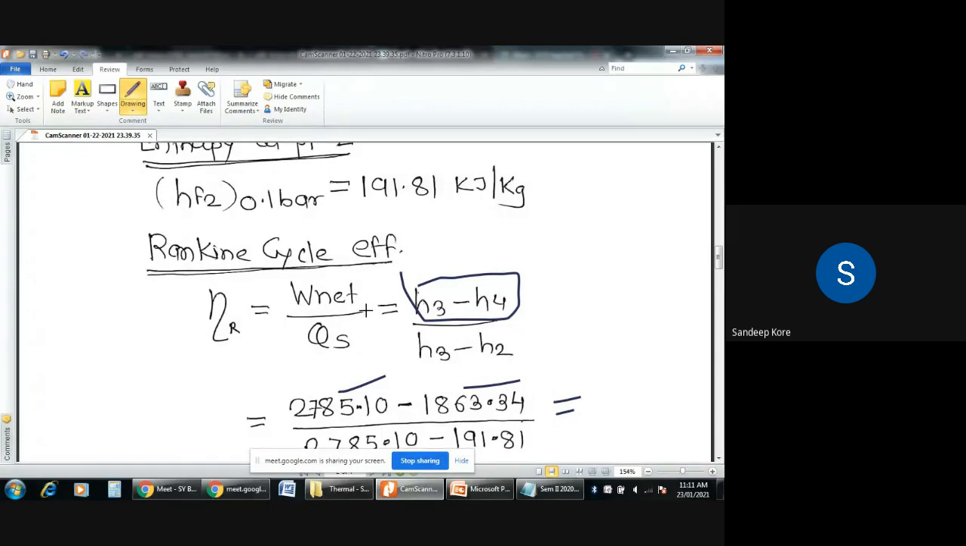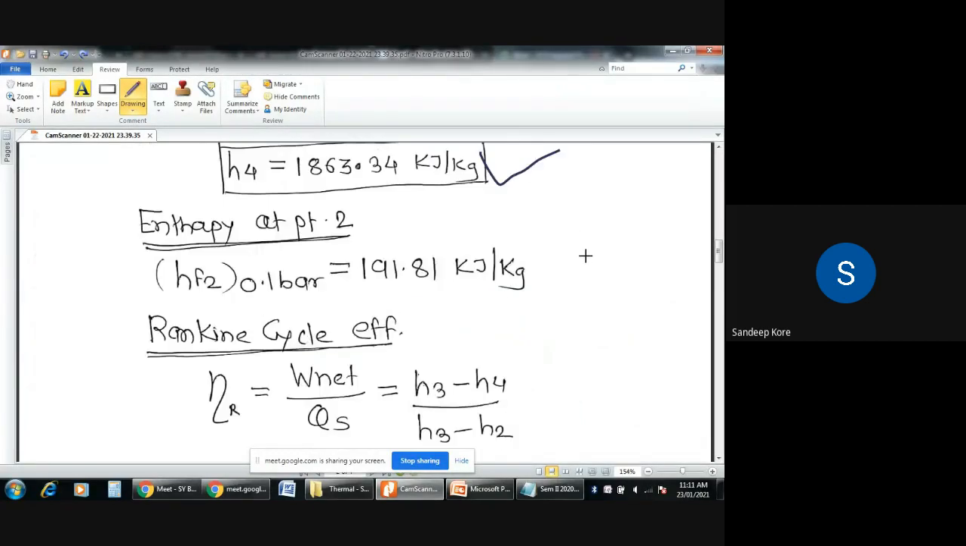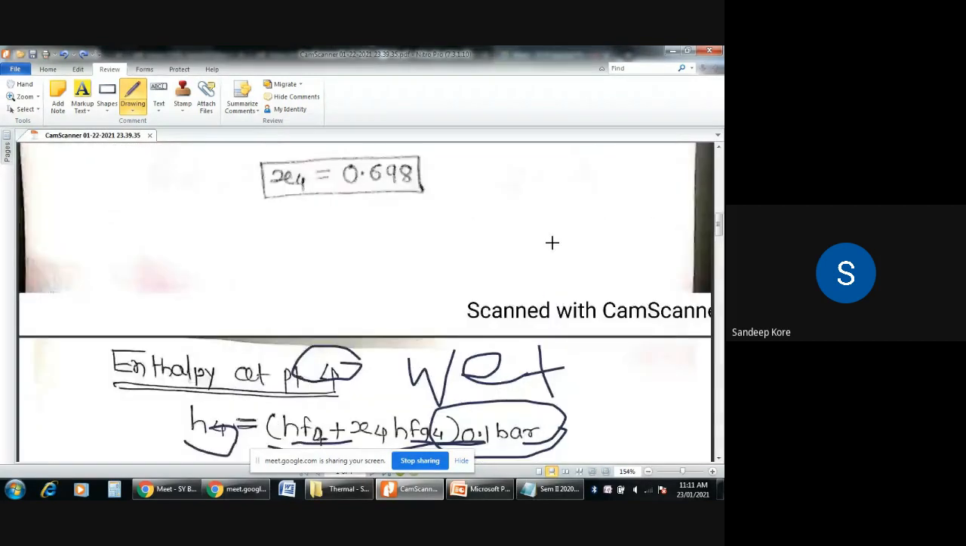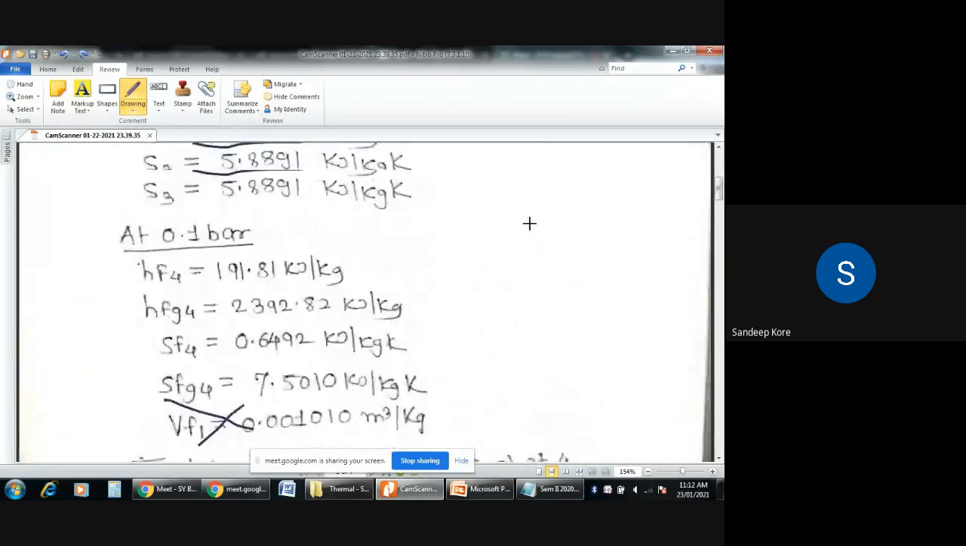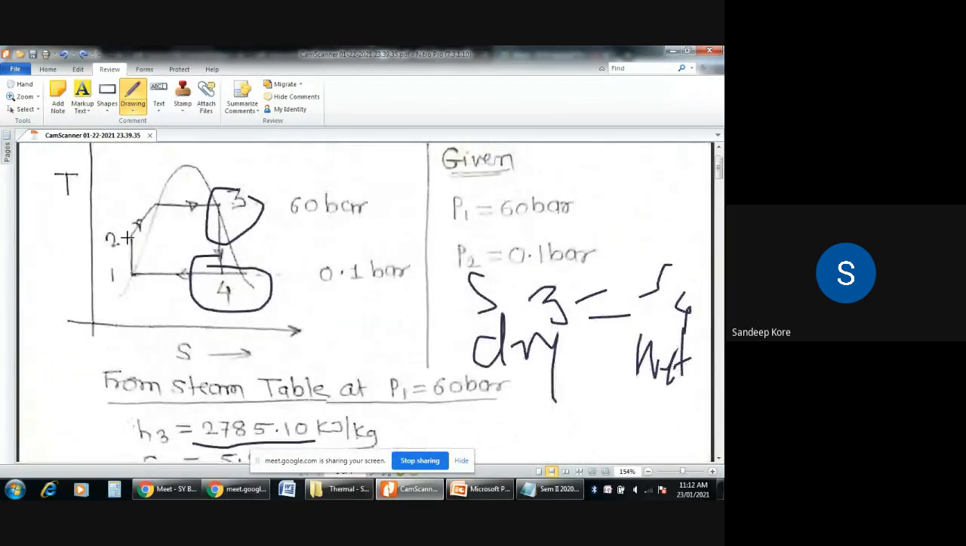Now we'll concentrate on the heat supply. Heat supply is H3 minus H2. We already have H3. How to get H2? Now all of you listen here. To find out this H2, we have already neglected the pump work. Already we have neglected the pump work. So we are starting from this point here.